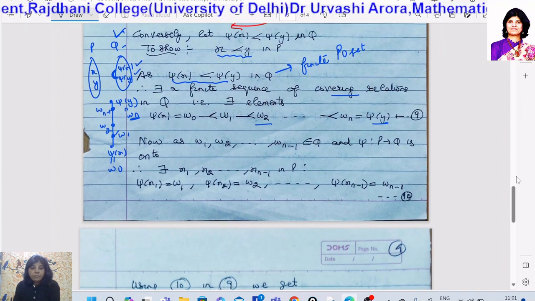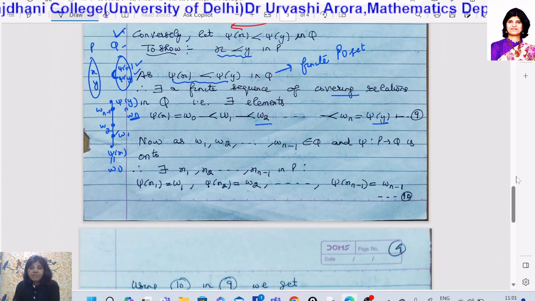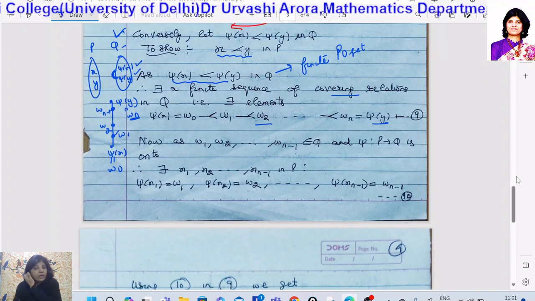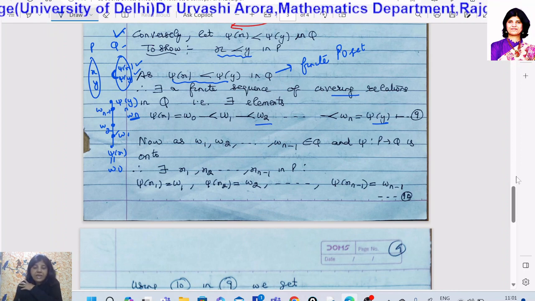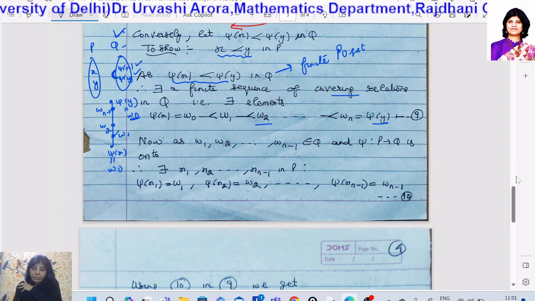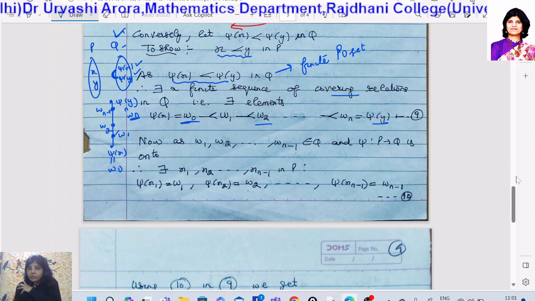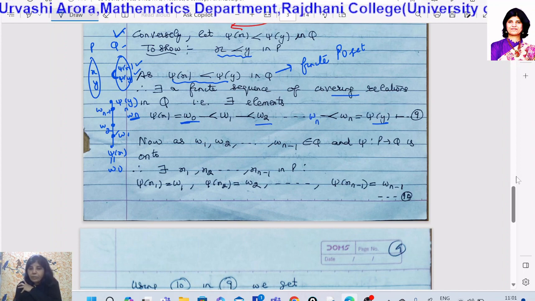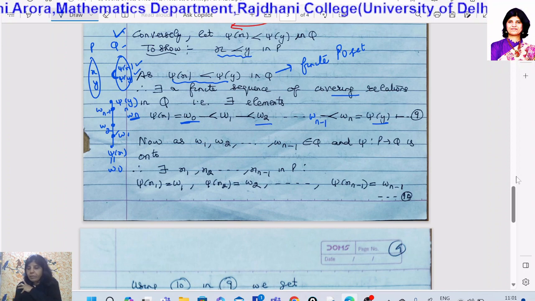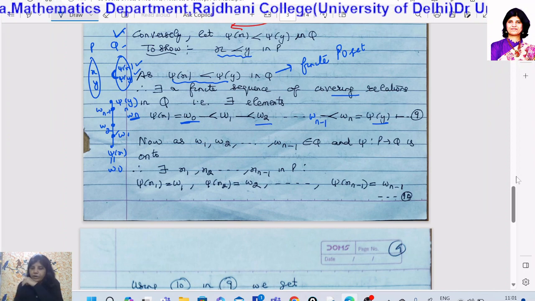So you have that there exists a finite sequence of covering relations in Q, that is, there exist elements psi x equal to W naught, this is just a notation, is covered by W1, is covered by W2, and so on till Wn minus 1 is covered by Wn, which is nothing but psi y. We are denoting it like this.